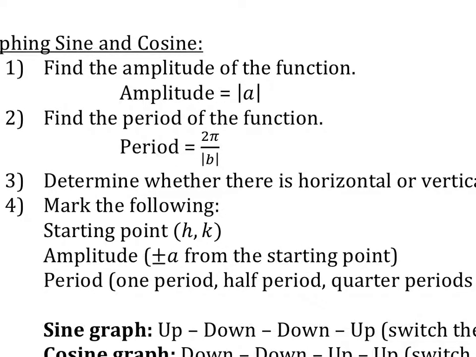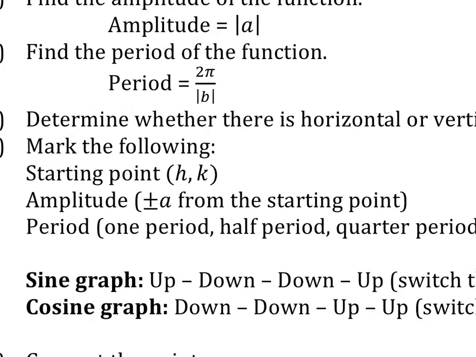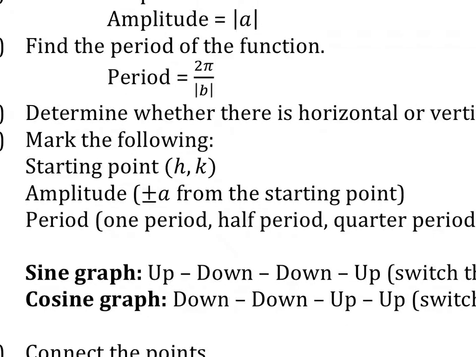Then what you're going to do is divide that period into quarters. So break into half and then break into half again. And then we're going to start graphing. Sine graph starts from 0 and goes up and then down, down, up. Cosine starts on the top and goes down, down, up, up.